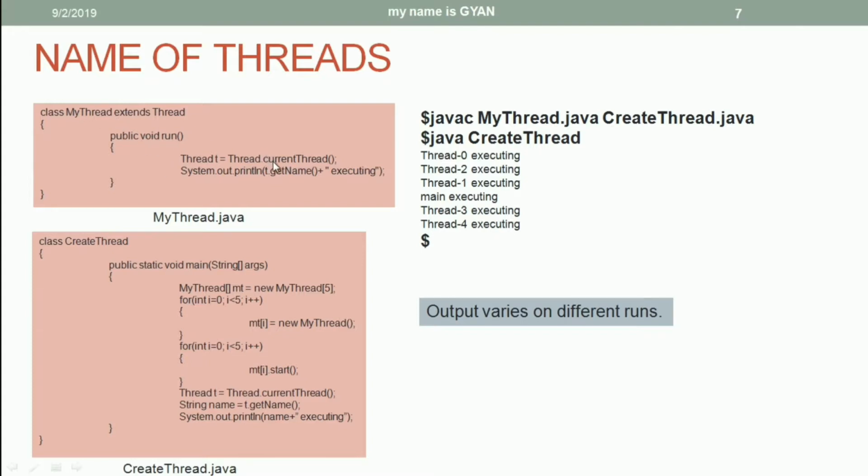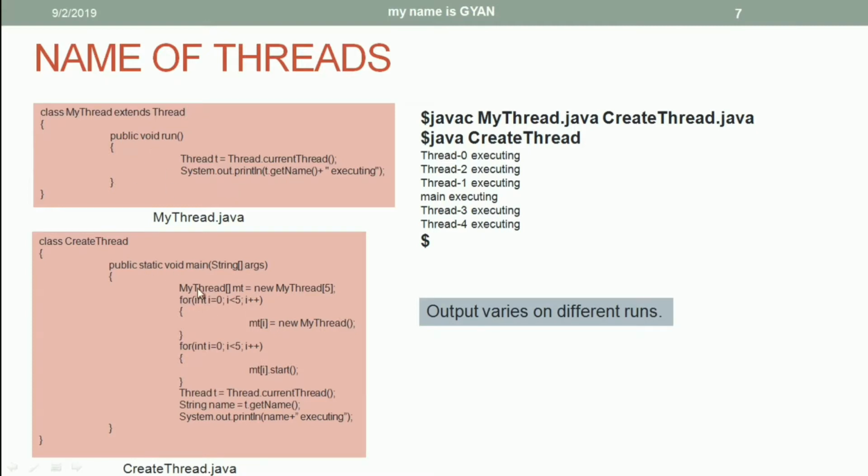And in the run method, we are calling the currentThread method of the class Thread, and that will return a reference to the object corresponding to the currently running thread, and that will be stored into the reference variable t of type Thread. When we call the method getName by using the reference variable t, we will get the name of the currently executing thread. So this will happen when it executes the run method.